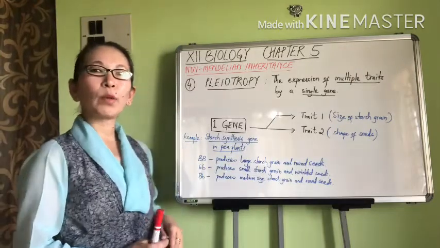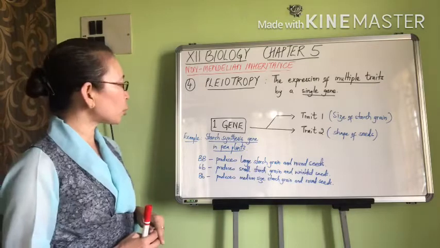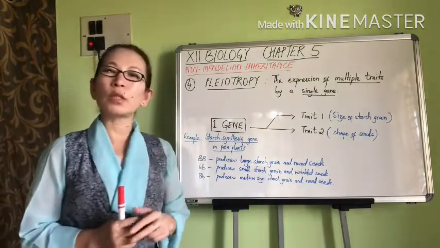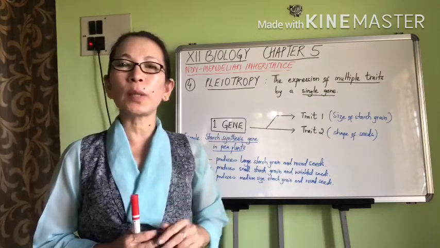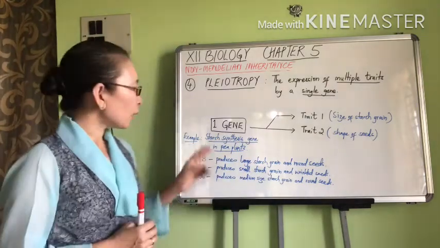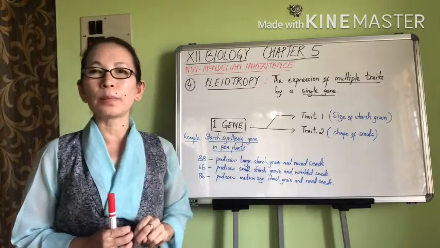Here is another example of pleiotropy from your textbook. Now this refers to the starch synthesis gene in pea plants. So there's a gene in pea plants which regulates starch synthesis. And this gene has two alleles, capital B and small b allele.